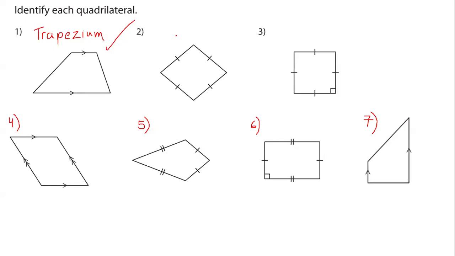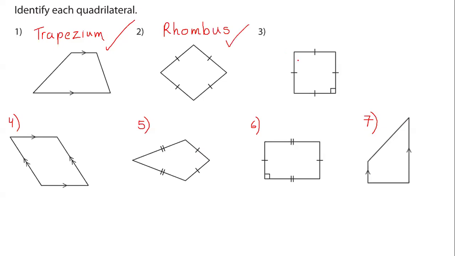Number 2. Rhombus. I put rhombus. All sides are equal. It's a rhombus. That's cool. Anyone got 2 right? I did. Yes, sir. Excellent.